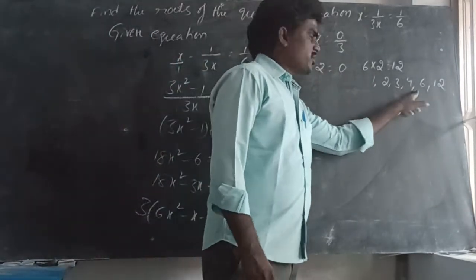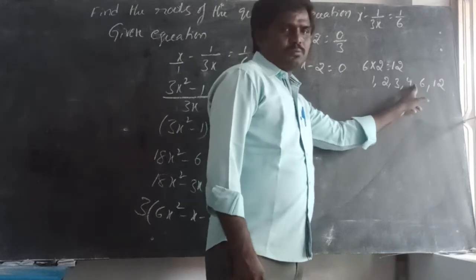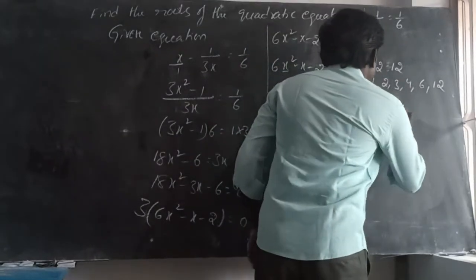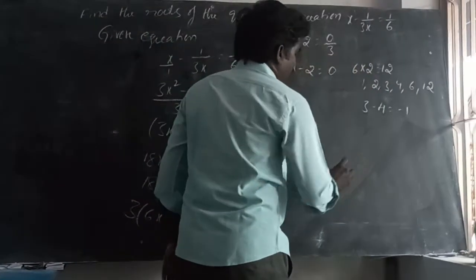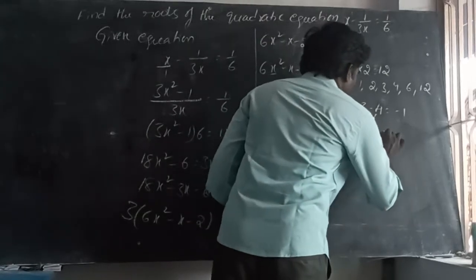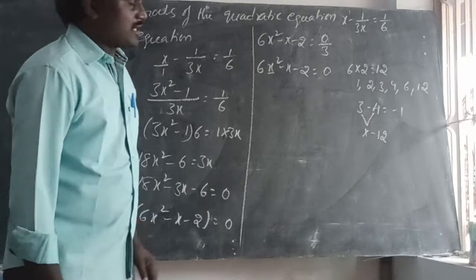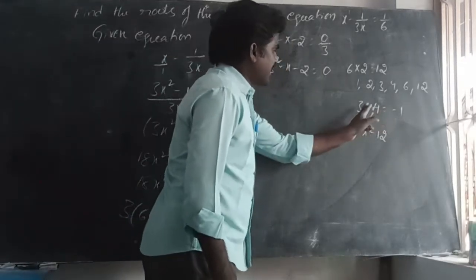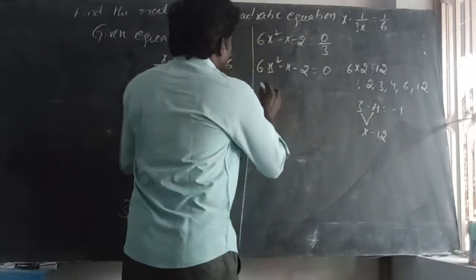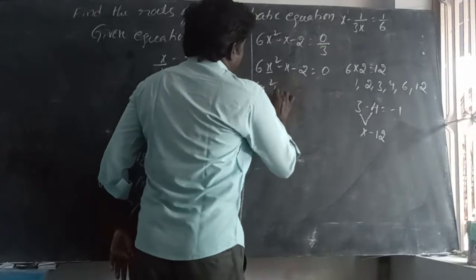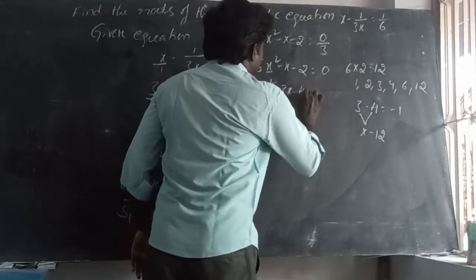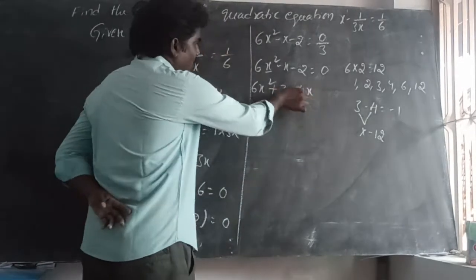Okay, so 3, 4, 12. 3 minus 4 is minus 1. Okay, 3 minus 4 is minus 1. 3 into 4 is 12, and 3 into minus 4 is minus 12. So in the place of minus x we can write 3x minus 4x. Okay, so 6x squared plus 3x minus 4x. How much more?